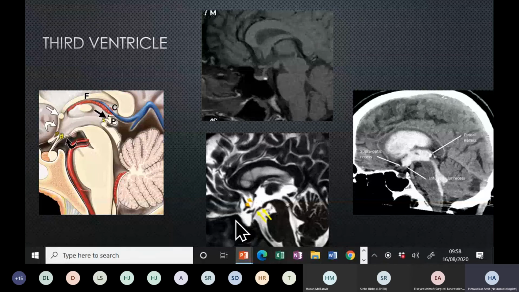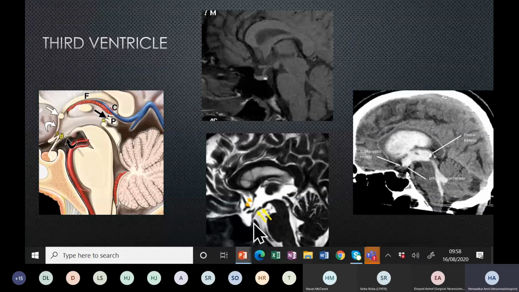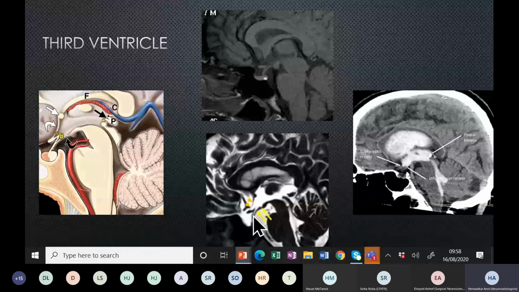Again, the anatomy is the same we talked about earlier on. This is the sphenoid sinus, the optic chiasm, the pituitary infundibulum, the mammillary body. So this is the third ventricle with its recesses, anterior recess over here, just behind the lamina terminalis, extending into the optic chiasm, what we call the chiasmatic recess, and the one which leads into the pituitary infundibulum.